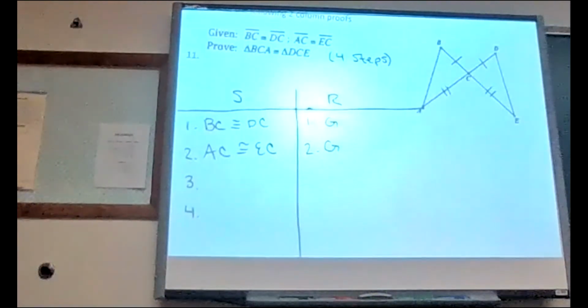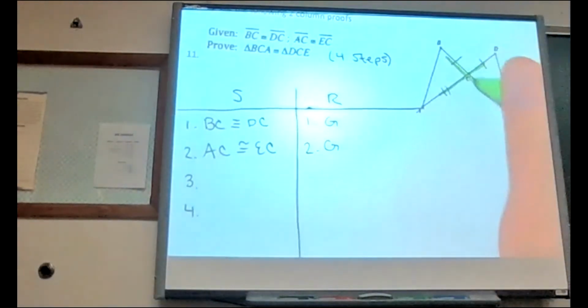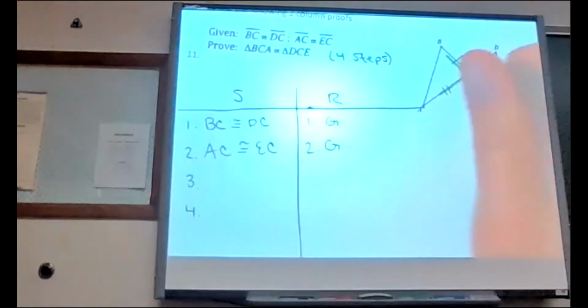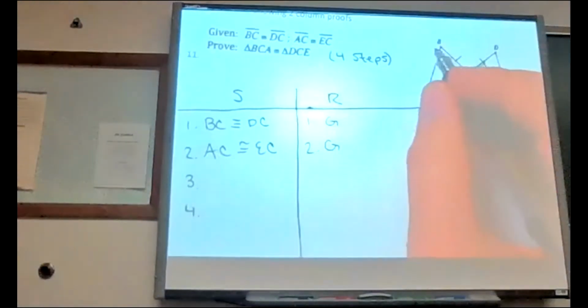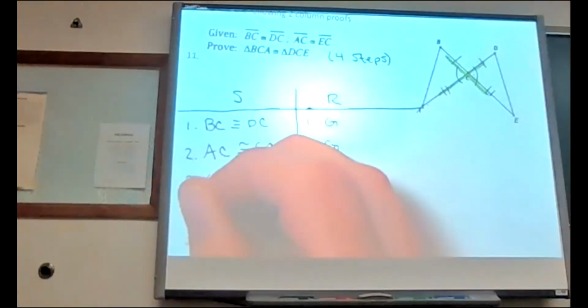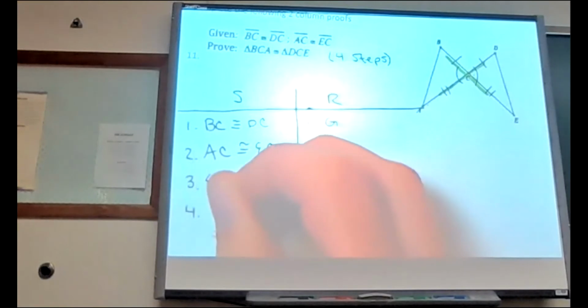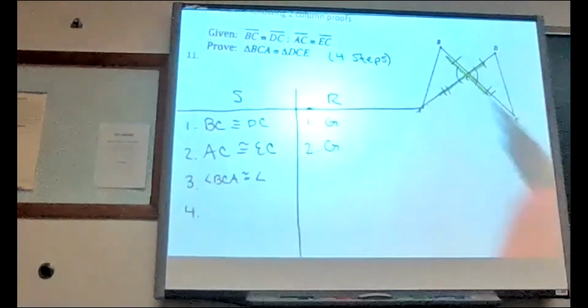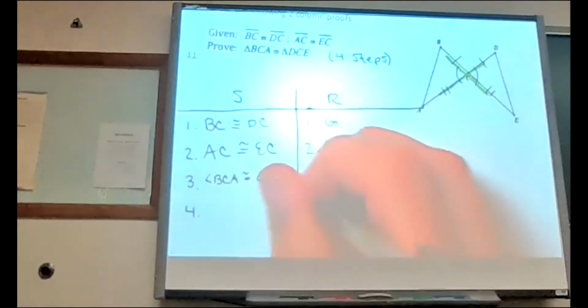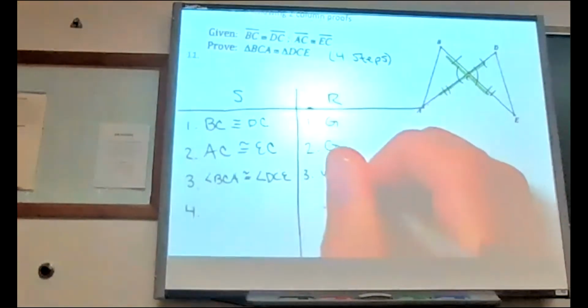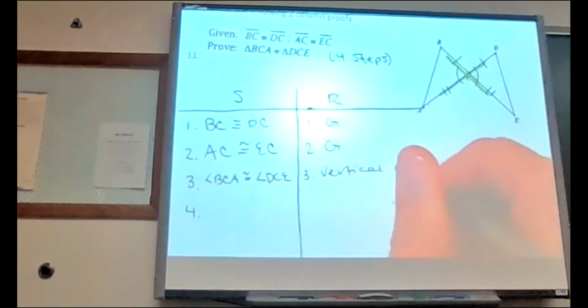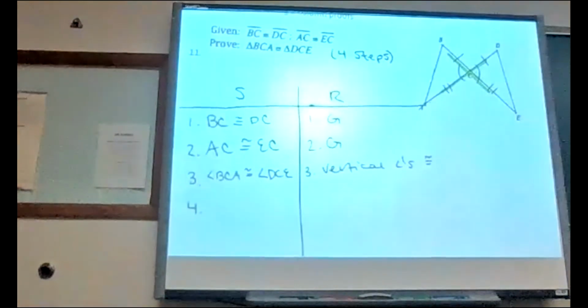So I've exhausted all of my givens. I need to go to look fors. Do I have a look for here? Yeah, what do I have? I have vertical angles right here. So I know that angle BCA is congruent to angle DCE because they are vertical angles and vertical angles are congruent.